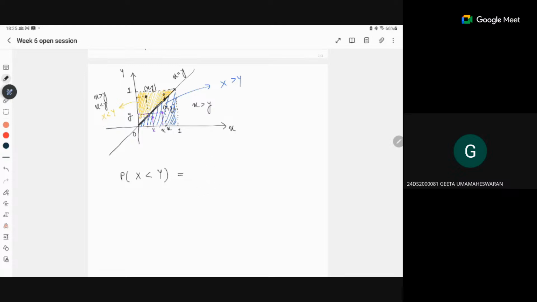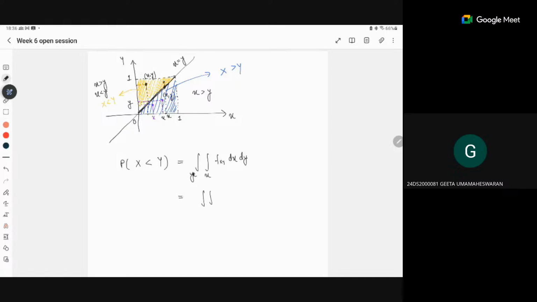Okay, so this yellow shaded region is where we have to find the probability, that x is less than y. So we'll do the double integral of f of xy dx dy over the support of x and support of y. My f of xy is again 1, dx dy. And my x is varying from 0 to 1 and y is also varying from 0 to 1.